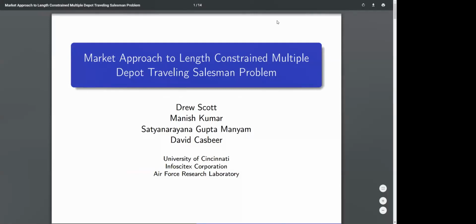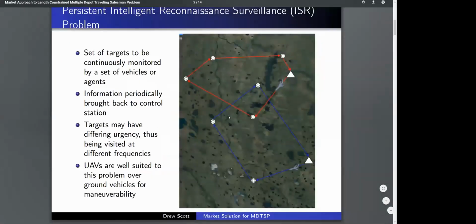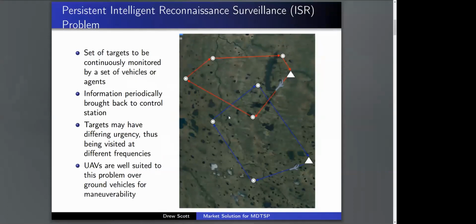I'm presenting some work we've done on a market-based approach to a length-constrained multiple depot traveling salesman problem. The main problem we're solving is a persistent ISR problem, which involves a set of targets that need to be continuously monitored by some set of vehicles, and the information periodically brought back to some set of control stations. And these targets will have a differing level of urgency, and with that, a maximum amount of time between successive visits.